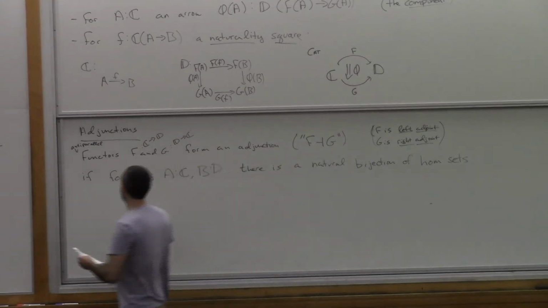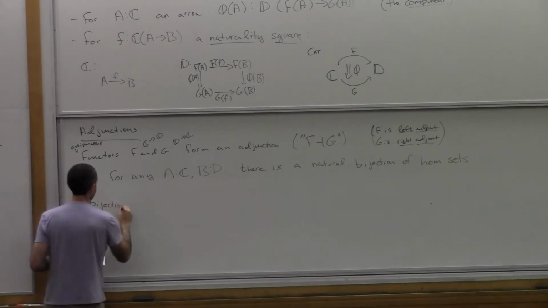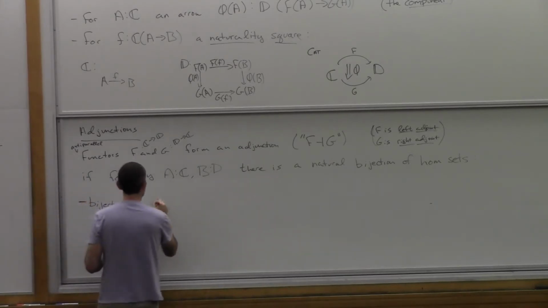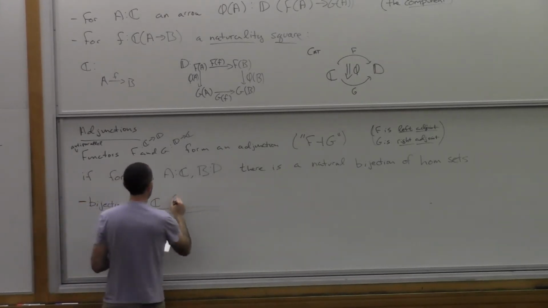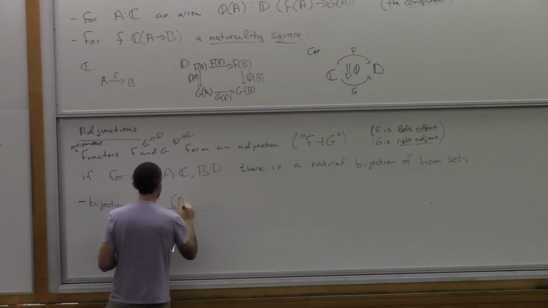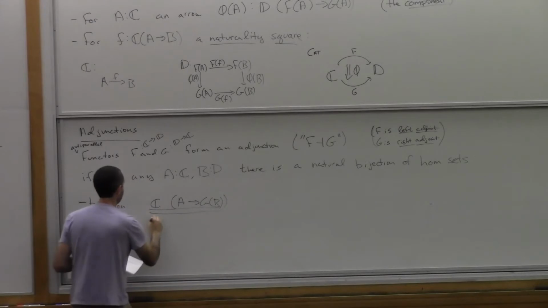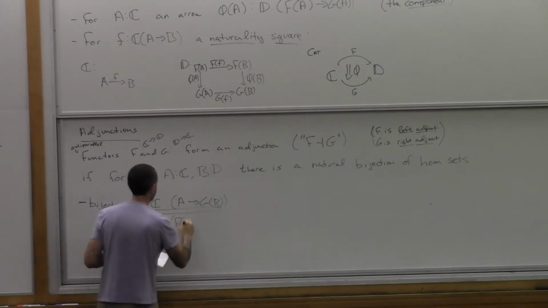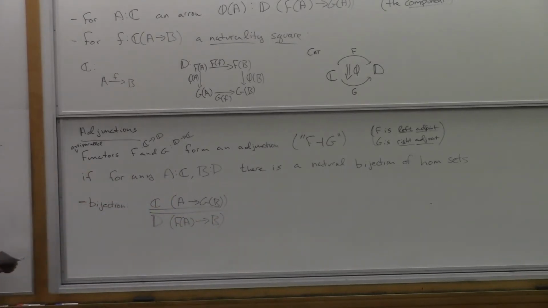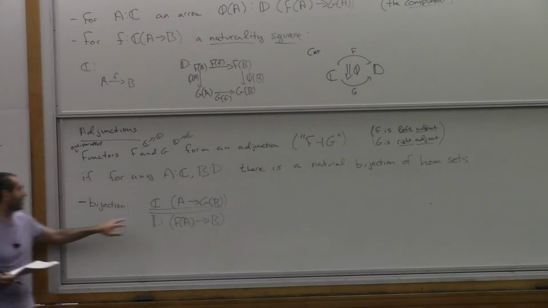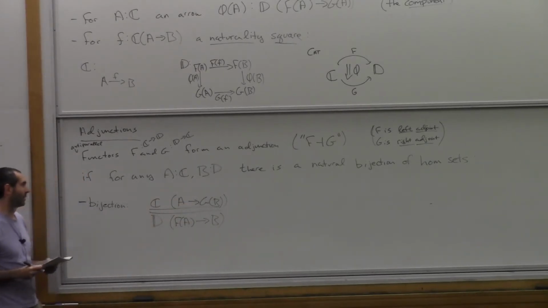Well, first of all, it's a bijection of hom sets. So this says that, this is my symbol for bijection. For any arrow in C from A to G of B, there is a unique arrow in D from F of A to B. That's what makes it a bijection of sets. This is a hom set, this is a hom set. I'm saying that there is a one-to-one correspondence.